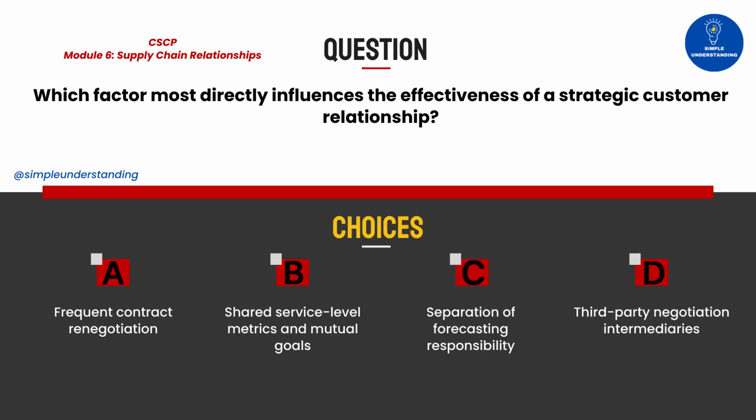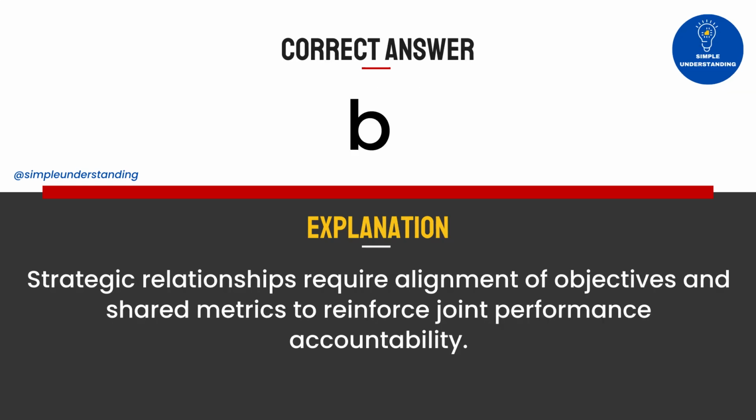2. Which factor most directly influences the effectiveness of a strategic customer relationship? A. Frequent contract renegotiation. B. Shared service level metrics and mutual goals. C. Separation of forecasting responsibility. D. Third-party negotiation intermediaries. Correct answer: B. Explanation: Strategic relationships thrive on shared goals and performance alignment to create sustained mutual value.